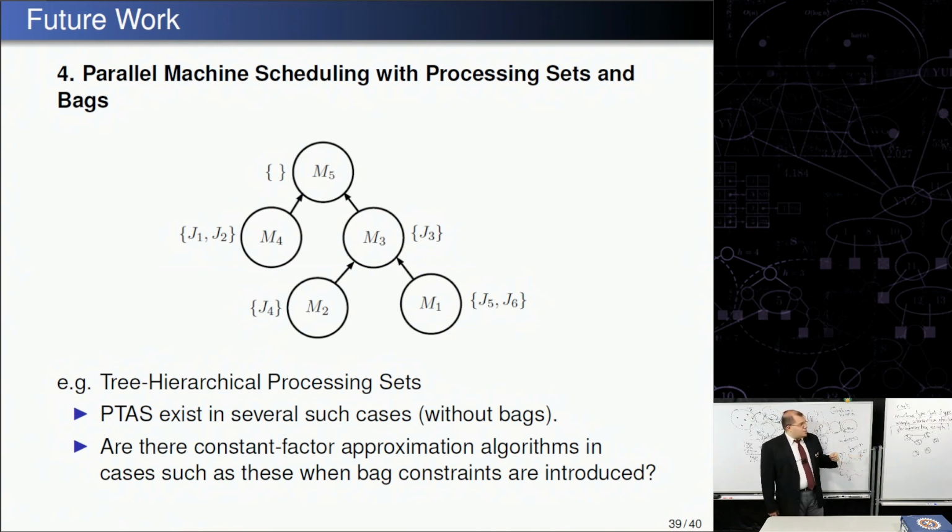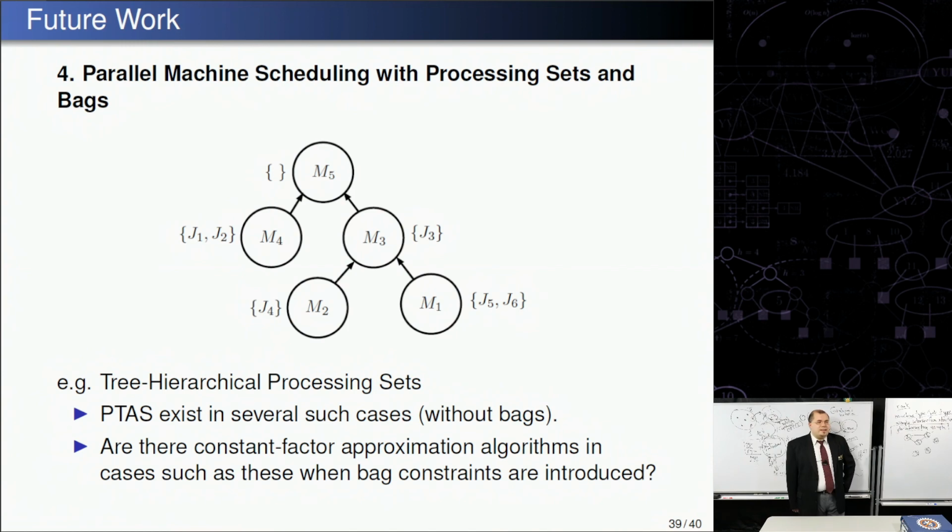What I would like is to know more structure about the eligibility constraints, the processing sets. The way the tree is organized is that each job is associated with a machine, and that means each job can be scheduled on the associated machine or any machine along the path from that machine to the root of the tree. For example, the job I have associated with machine 3, job 3 over there, can be scheduled on machine 3 or the root. So this is an example of tree hierarchical processing sets.